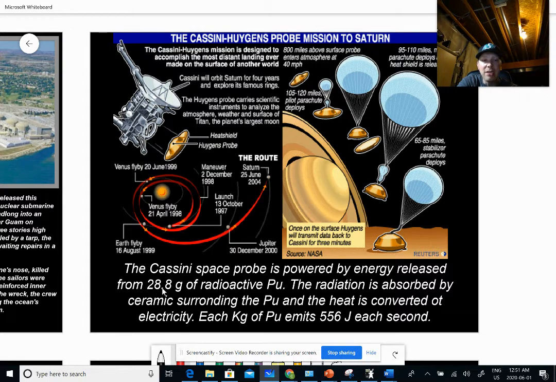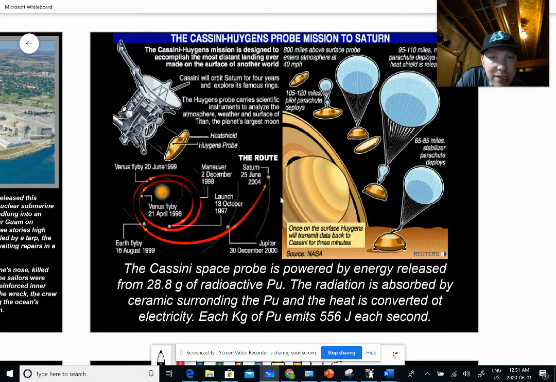It only has 28.8 grams of radioactive plutonium. Just to put that in perspective, your typical chocolate bar is like 60 grams. So it's less than half of a chocolate bar, if you want to visualize that, of radioactive plutonium, and that's able to power the satellite for years and years and years.